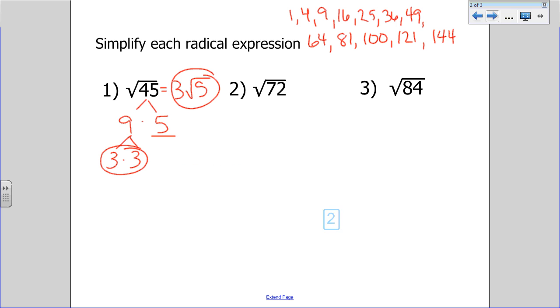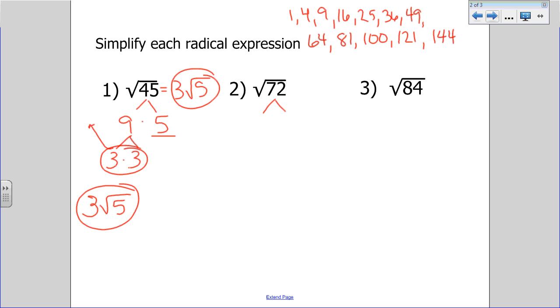So that means if you find a pair of factors, they need to come out of the radical. So the 3 is going to come out. 5 doesn't have anything to pair up, so there's 3 square root of 5. So either way, looking for a perfect square or looking for pairs of factors is going to work for us. So let's take a look at 72.